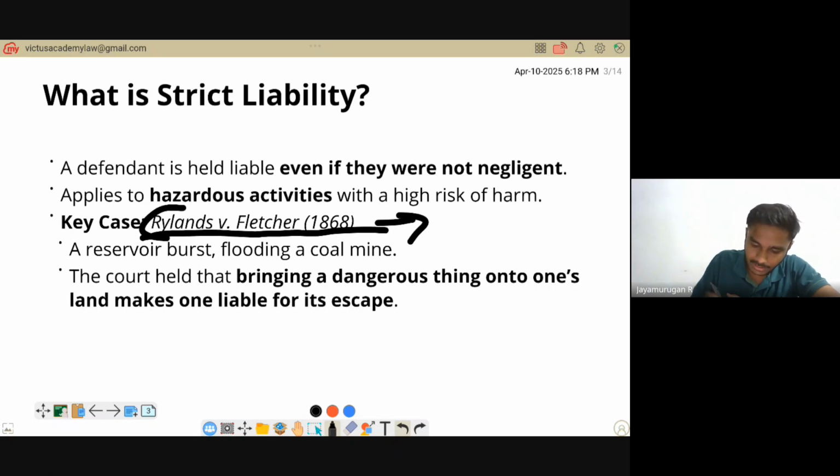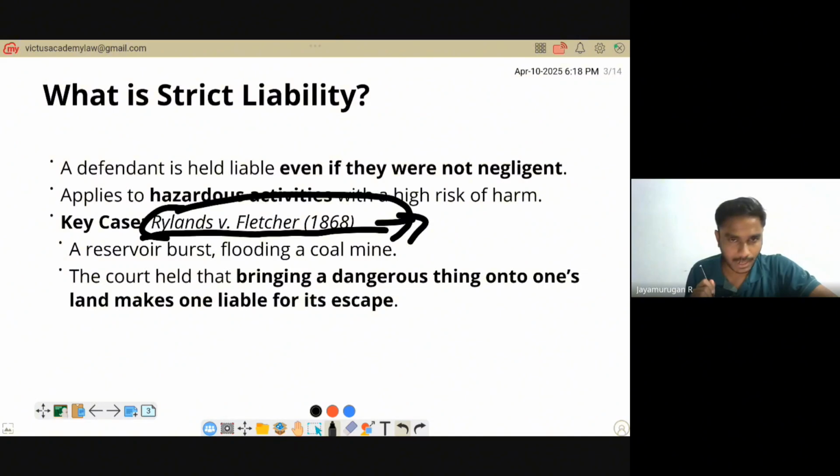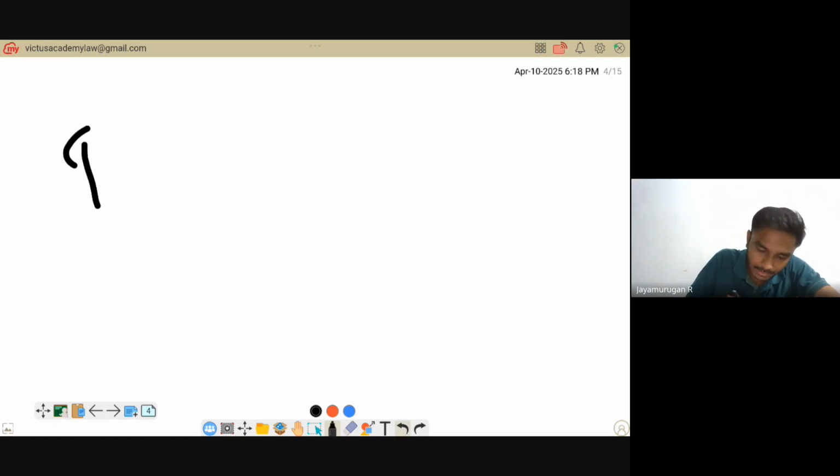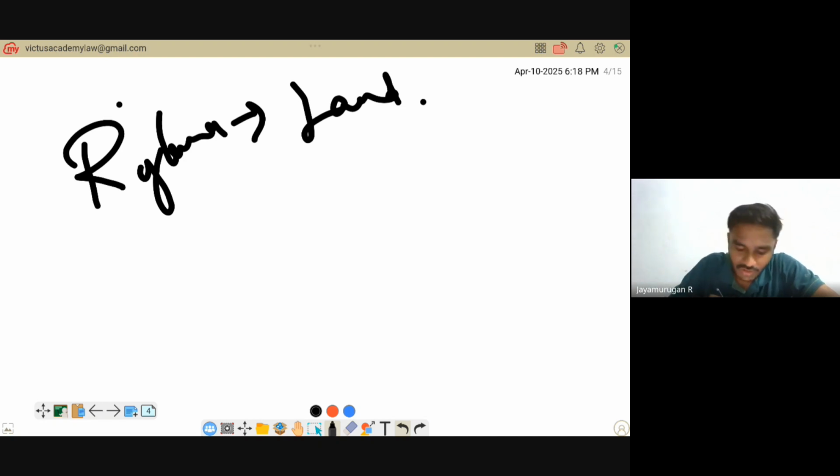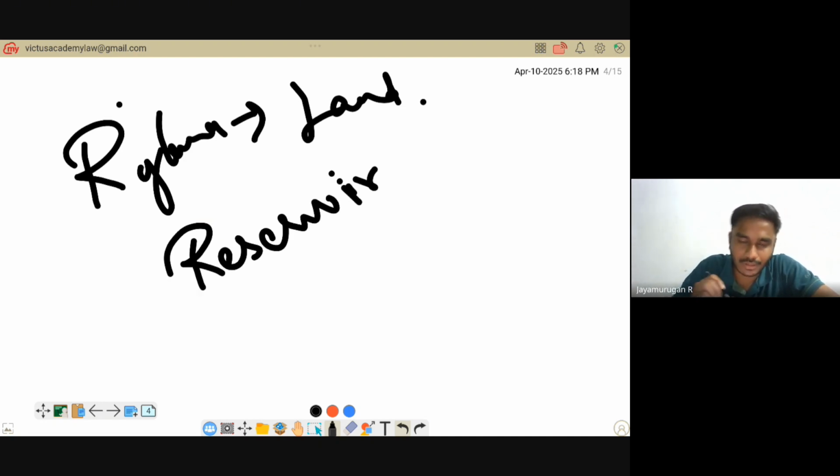This is the case of Rylands versus Fletcher. This is a famous case in the law of torts. So what happens in this case? This guy Rylands owns a land, and he plans to construct a reservoir in his land through a contractor.